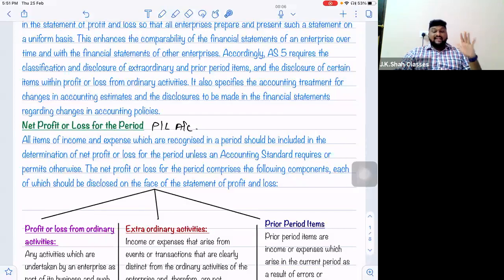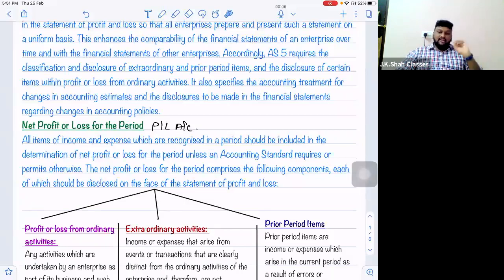For that, what you have to do is classify your P&L account into 3 parts: ordinary items, extraordinary items, and prior period items. That is what we are going to learn now, how to present these. So the objective is very simple. How to prepare the P&L account is the objective. The preparation and presentation of the profit and loss account is the objective. So you can say that presentation and disclosure is the objective of the standard.